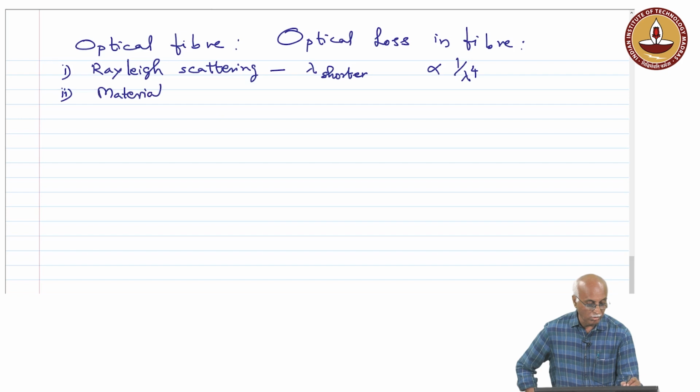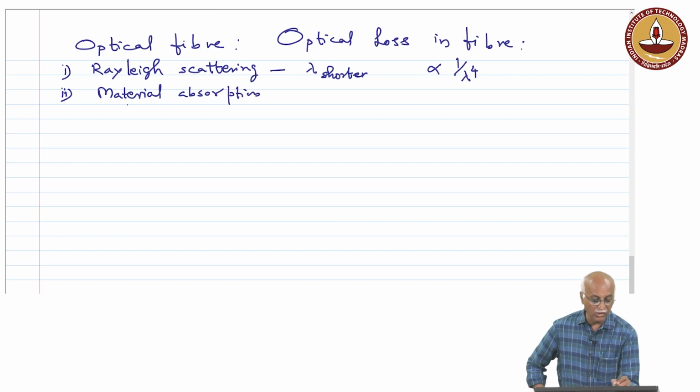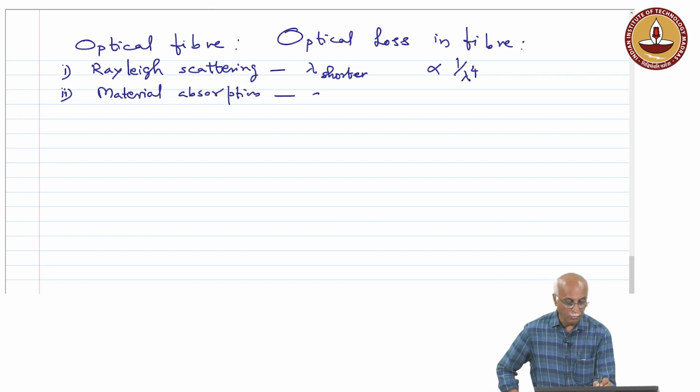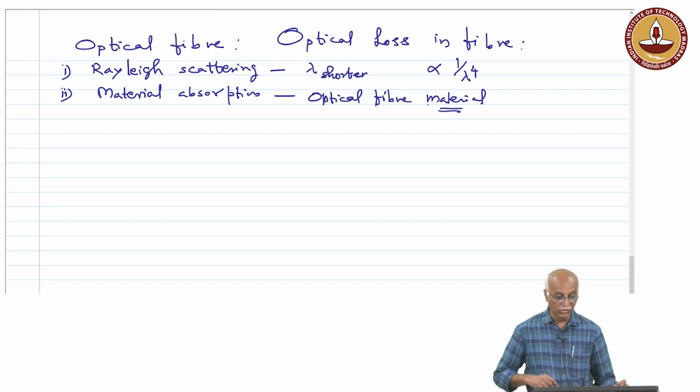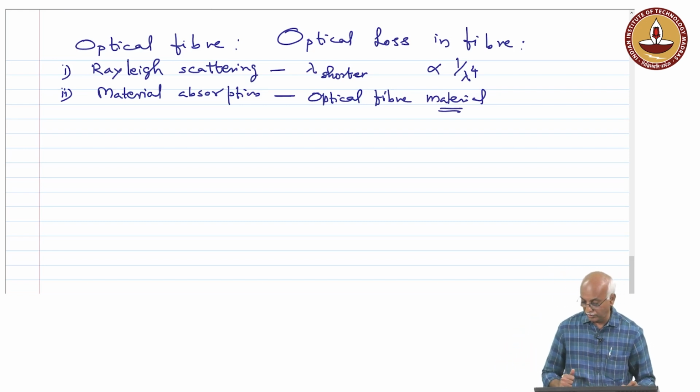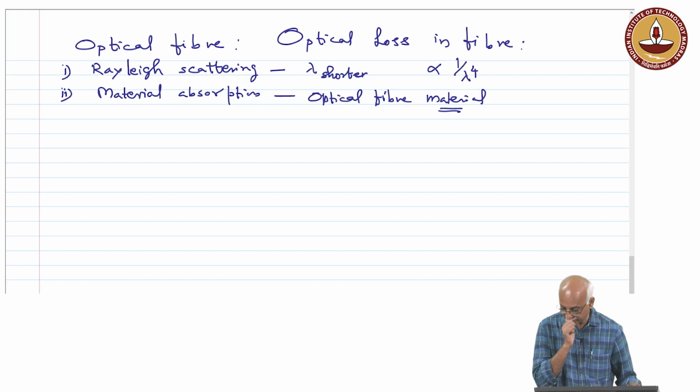So, quartz material absorption means, here what is the meaning of material? It is an optical fiber material, right. Optical fiber material will decide the losses, the absorption losses coming into picture, okay.